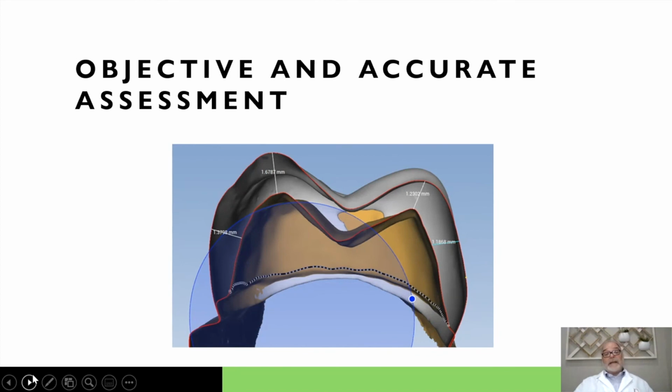The objective assessment, an accurate assessment, totally objective. This is using the PlanMecca compare software where we've transferred the images and now we've overlaid the unprepared tooth on top of the prepared tooth, and we can measure it, we can slice it and give accurate down to the 4th decimal point millimeter wise, far beyond what we need in our assessment of the preparations.